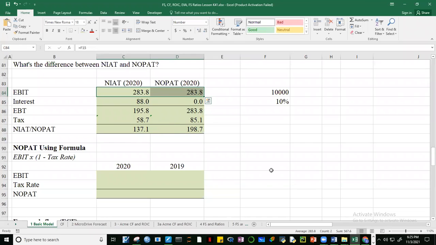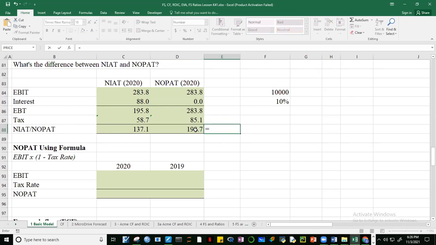Then why is that so? Because we are not charging operating profit with interest expense, because that's not within the control of operations. Now you might think, since we did not deduct 88 to compute the net operating profit, shouldn't the NOPAT be higher than the NIAT by 88? Let's see. If I subtract the NOPAT minus the net income after tax, I'm only getting 61.6. Now, why is that? Why not 88?